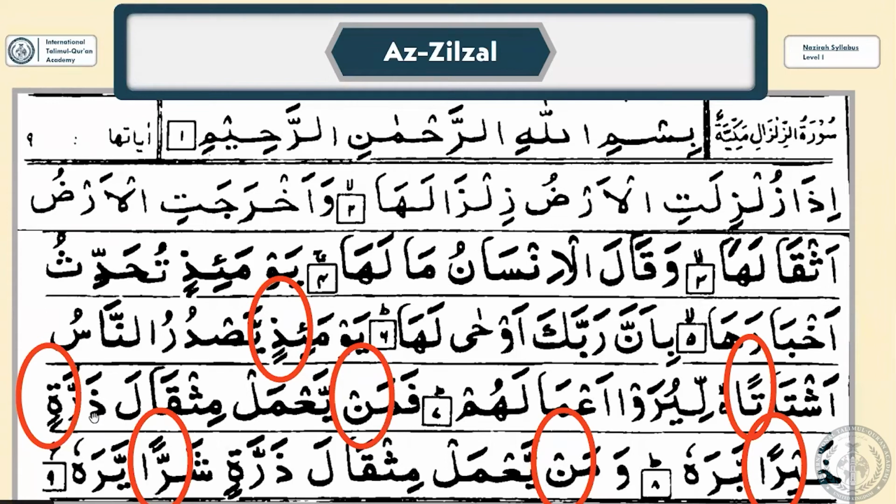Next we have dharratin. This is recited as raya. This is a ya mushaddad straight after the ra with the tanween on top. Raya, maya, sharaya. Okay, so these are all examples from various surahs in the Holy Quran.